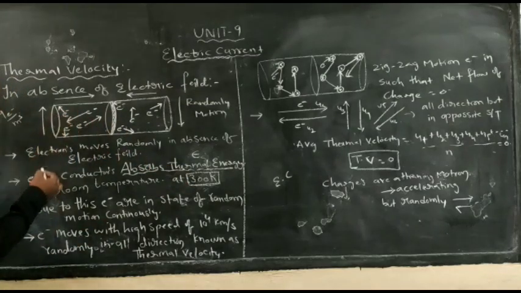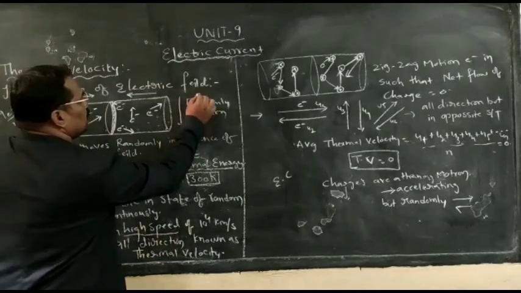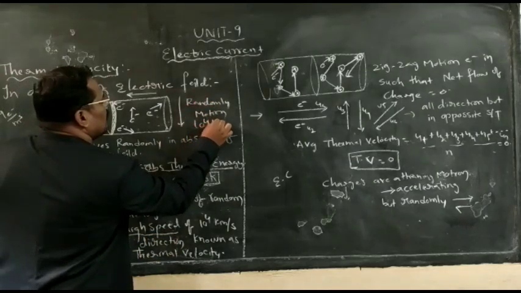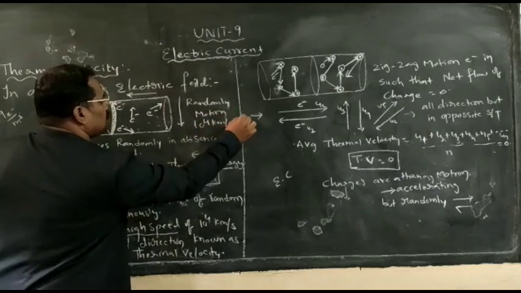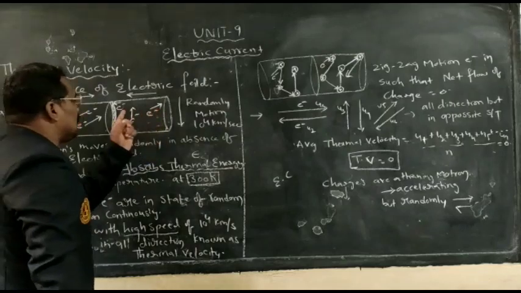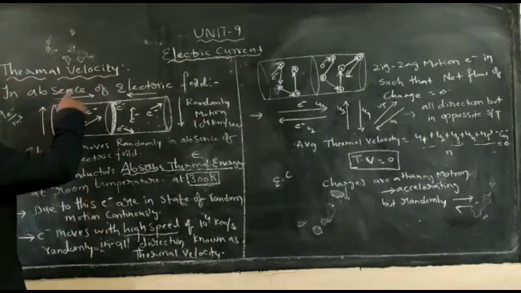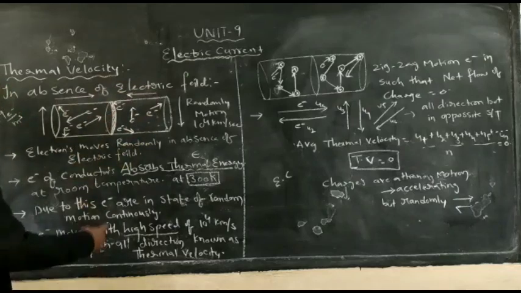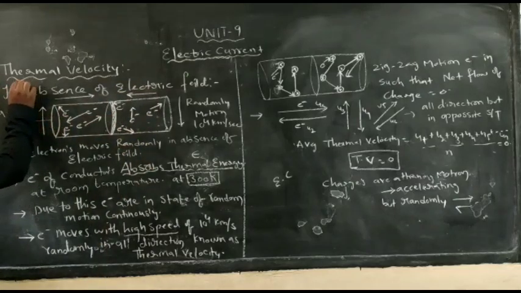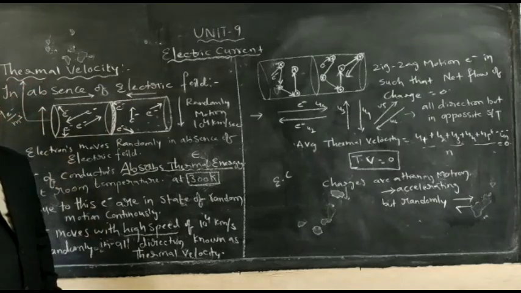Such that these electrons move with a high speed of nearly 10 to the power of 4 kilometers per second. Each electron will be orbiting within that particular conductor at 10 to the power of 4 kilometers per second. Randomly they will be moving, and that velocity is nothing but what? Thermal velocity.